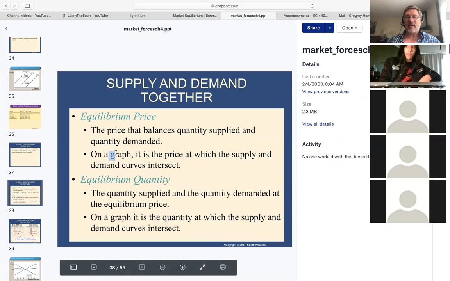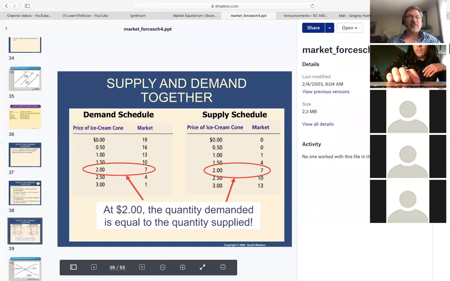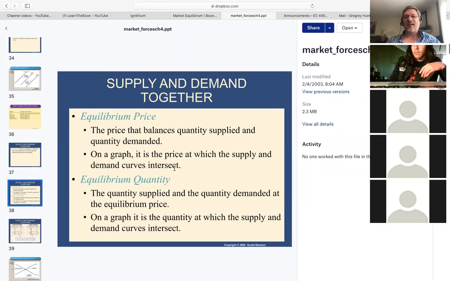Graphically, and this is what we'll be paying attention to most of the time, it's the point of intersection of the demand and the supply curves. So that's how we identify it. And I often tell students that I think equilibrium is one of the easiest concepts for students in beginning classes, because it's like a pirate map.